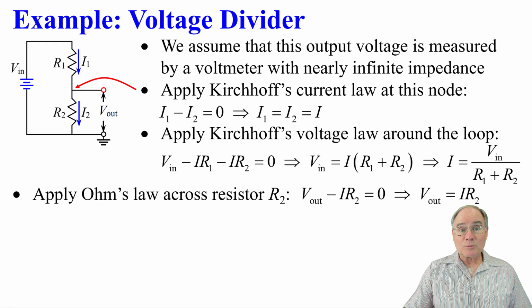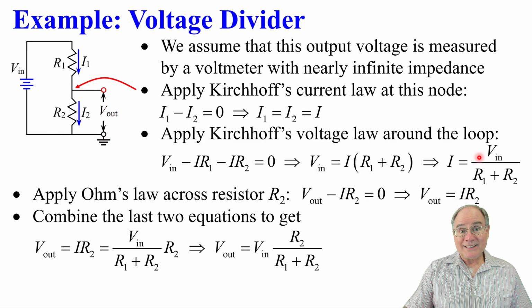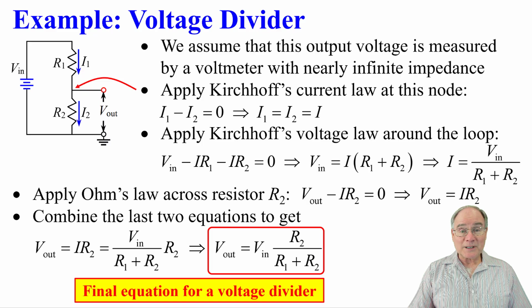Now we apply Ohm's law across resistor 2. V out minus R2 I equals 0, since this is grounded. And of course we're neglecting resistance in these wires. Combining these two equations and doing a little algebra, we get an equation for V out, namely V out equals Vin times R2 over the sum of R1 and R2. This is our final equation for a voltage divider.